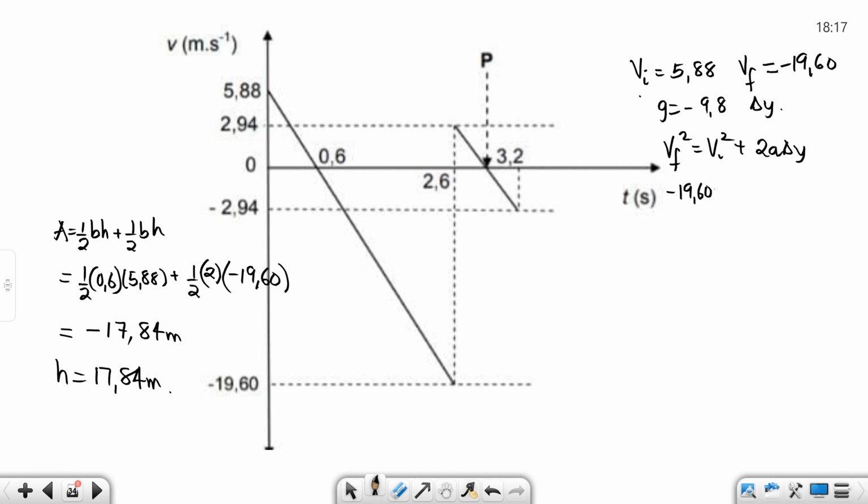Negative 19.6 squared equals 5.88 squared plus 2 times negative 9.8 times delta Y. It gave you the same answer? Yes, negative 17.84. But we are looking for the height. Height is never negative. You can't say you are negative 3 meters tall.